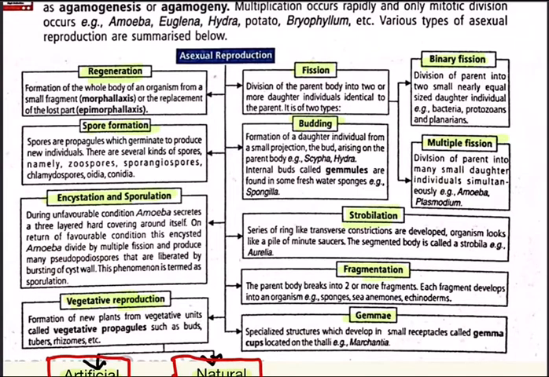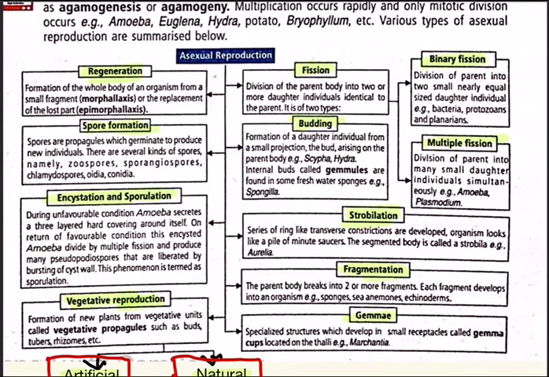Karyokinesis is nuclear division. First one is nuclear division. The nucleus divides, followed by somatogenesis, body division. So always in fission, there will be two steps that go hand in hand: one is nuclear division, karyokinesis, followed by somatogenesis, body division.